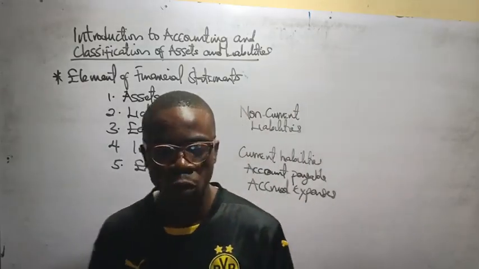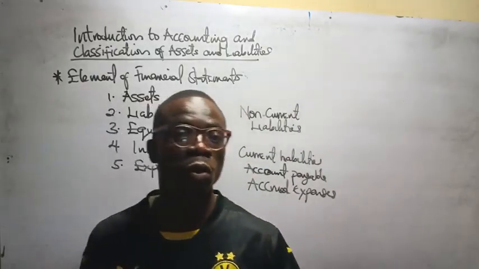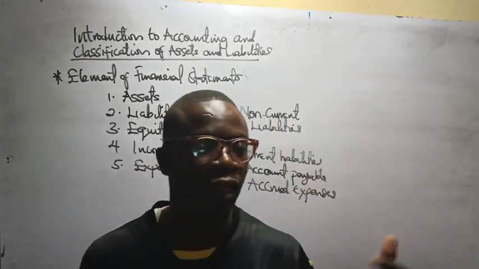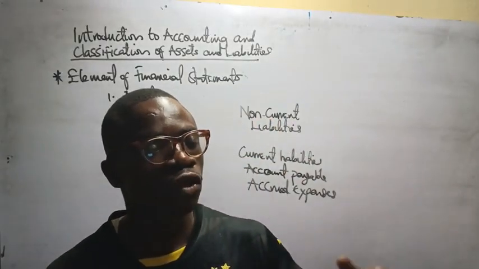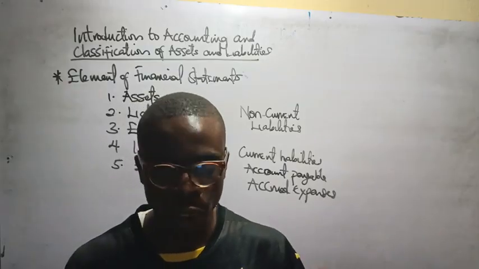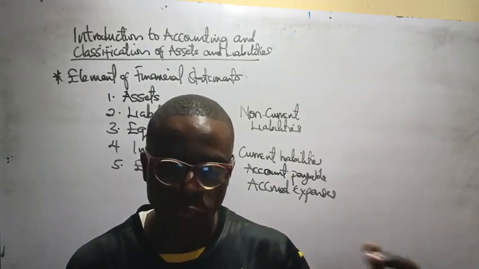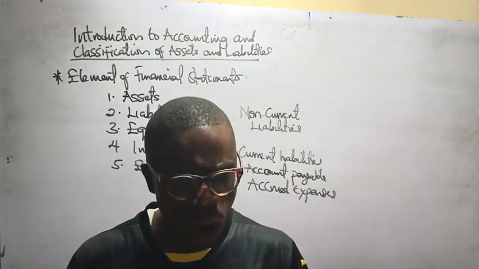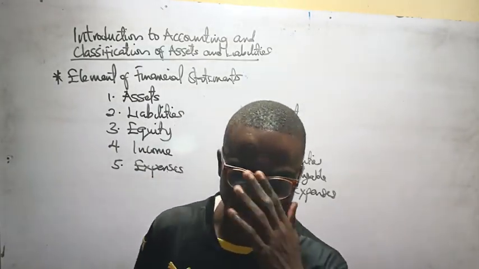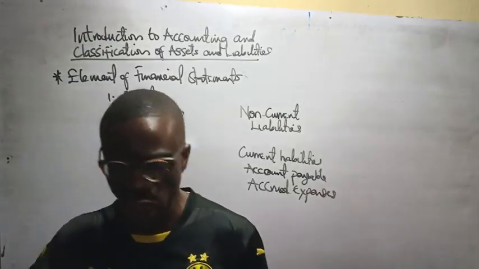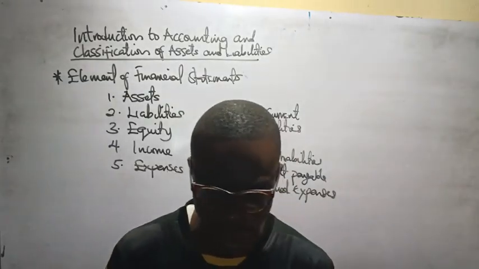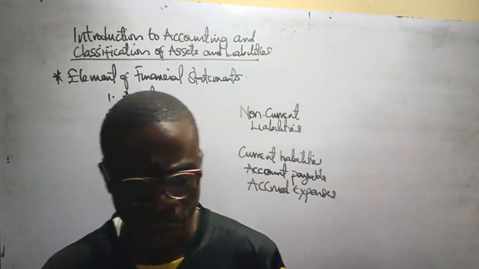Maybe someone was contracted to repair something for a company, and he has done that repair, and the company is yet to pay him. That is accrued expenses. They are expenses which an entity has incurred or enjoyed the benefit of, but is yet to pay for.